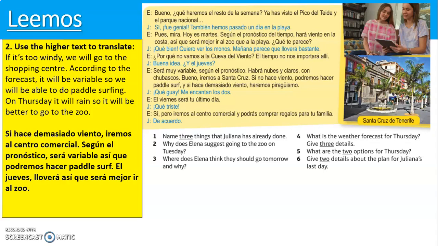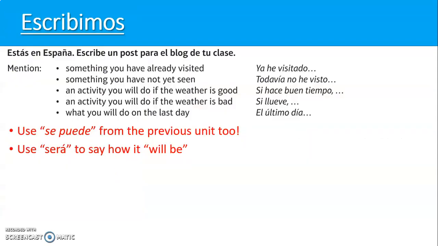And the last activity is a writing. So you've got the things you need to mention here, and then you've got some sentence starters if you need them here. I would also like you to try and use se puede from week 2, and also a really nice thing to start to use now is será, to say how it will be. So to include opinions in the future tense. Also, try and involve basically anything from this lesson. So try and add in another example of the perfect tense.